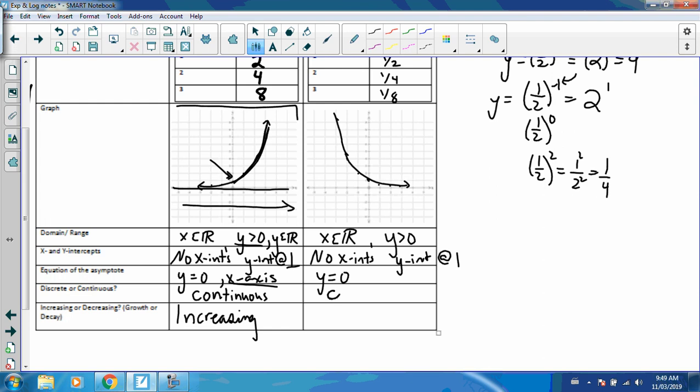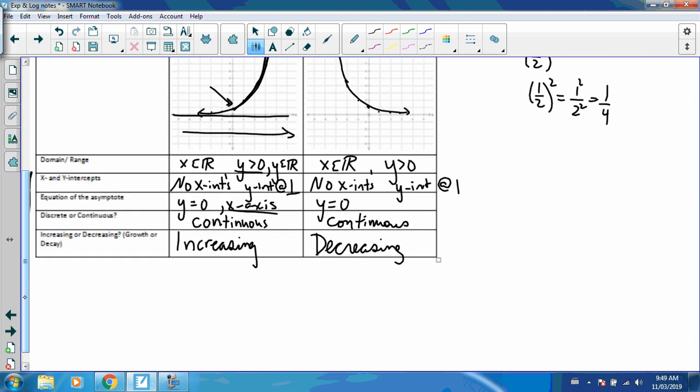Again, it is continuous, but this time, it's not an increasing function, it's a decreasing function. A decreasing function we call exponential decay, and an increasing function we call exponential growth.